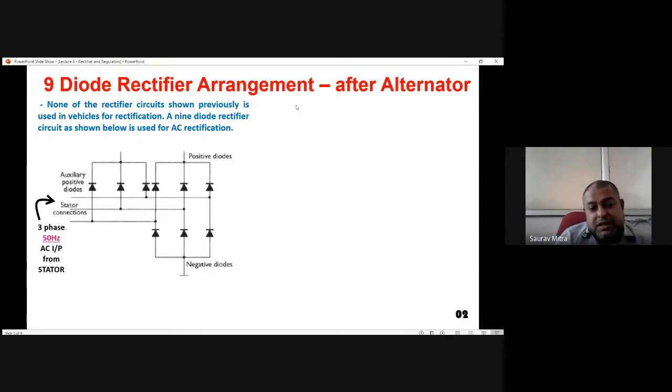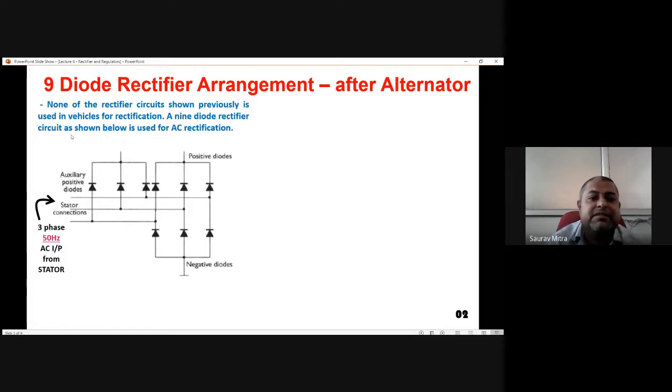But here is an astonishing detail: we are not exactly using a 6-diode rectifier in the case of a car or vehicle application. We will rather be using a 9-diode, and in the next slide I will update it further. It will be an 11-diode rectifier arrangement. So you'll see what that is. In this case, none of the rectifier circuits shown previously is used in the vehicle for rectification, that is, single diode, 4-diode or 6-diode. They are not used. We are using quite a modified version of the rectifier now.